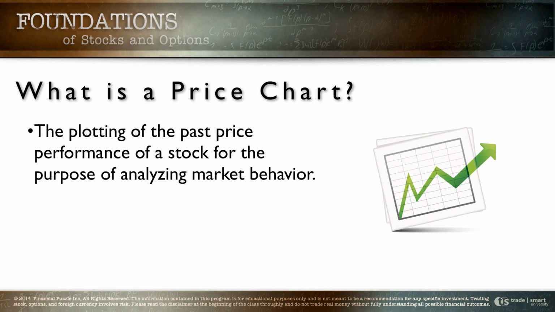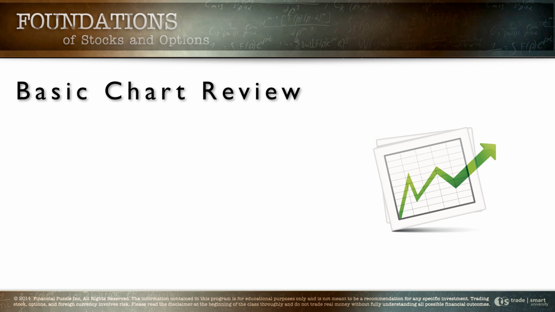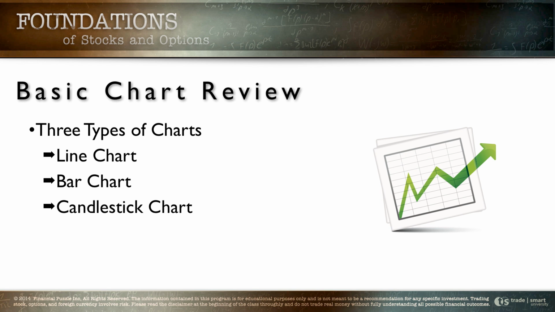We learned in the last class that the price chart is the plotting of the past performance of a stock for the purpose of analyzing market behavior. Now, this is going to be beneficial for us for many, many reasons, but you need to understand that the price chart is the primary tool of the technical trader. In the last lesson, we learned that there were three main views that we use with the price chart. There's the line chart, there's the bar chart, and there's the candlestick chart.